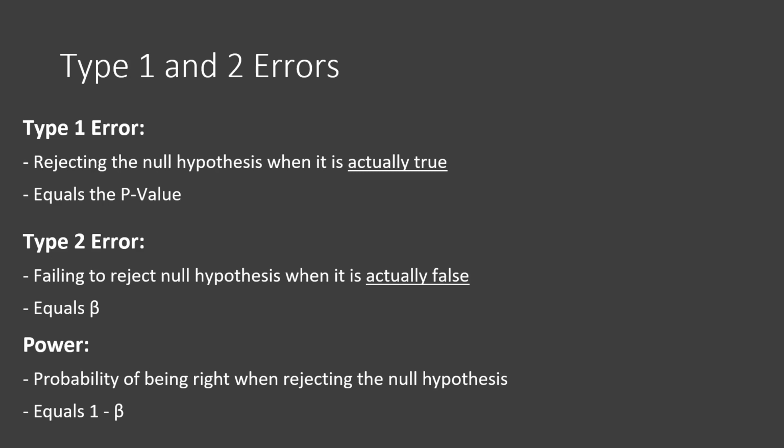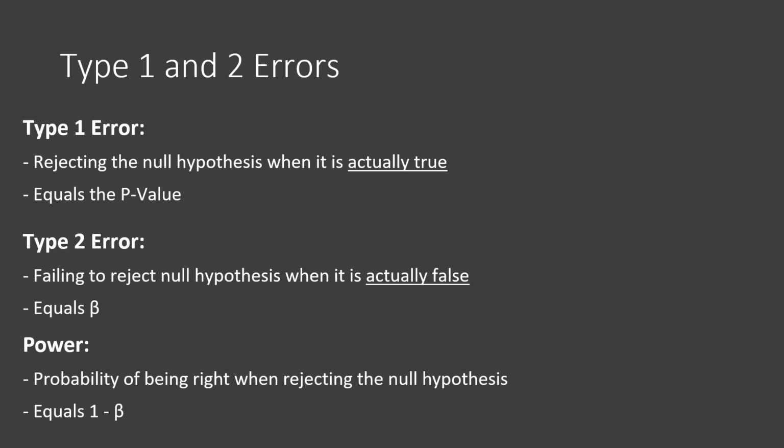And then you have power. Power is basically just the probability of being right when rejecting the null hypothesis. So you choose HA, and that's basically the probability of how correct you are. It's basically the opposite of type 2, and it's 1 minus beta. So if you want to get power, first find beta, then do 1 minus beta, and that's your power, right?